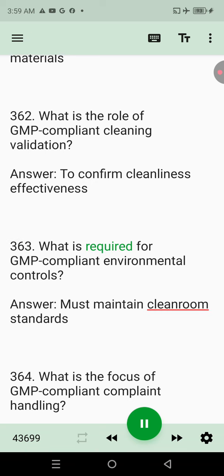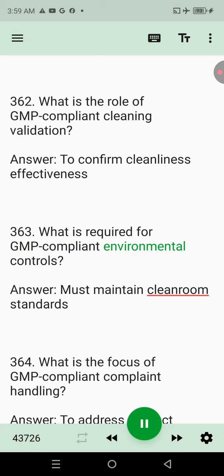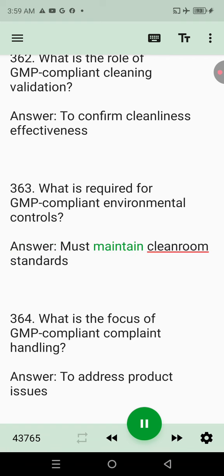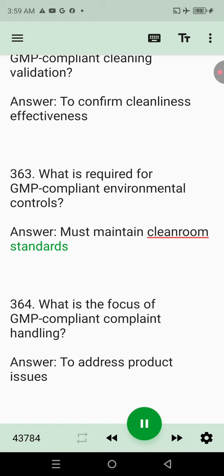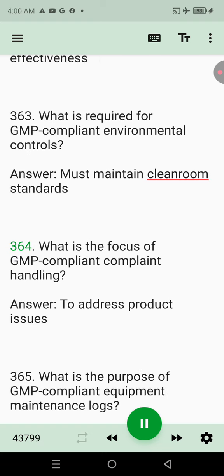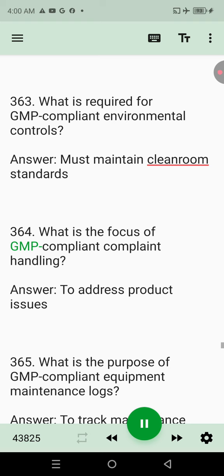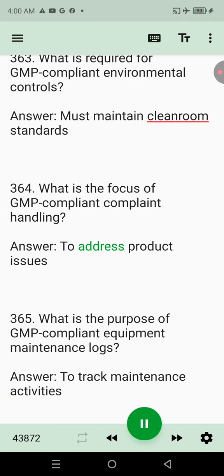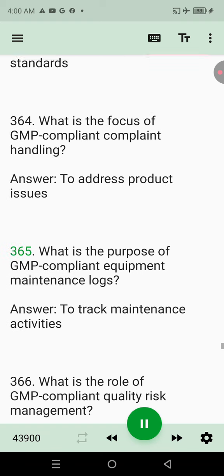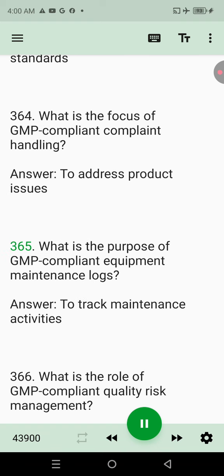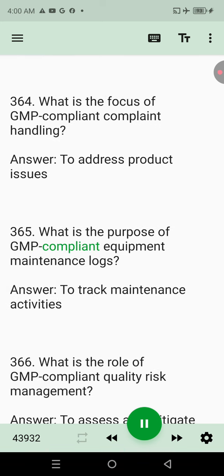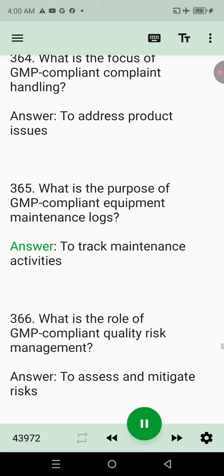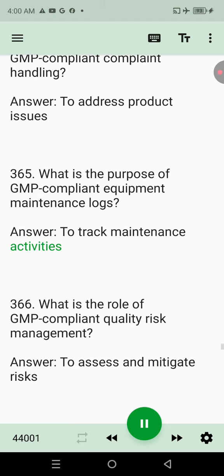363. What is required for GMP-compliant environmental controls? Answer: must maintain cleanroom standards. 364. What is the focus of GMP-compliant complaint handling? Answer: to address product issues. 365. What is the purpose of GMP-compliant equipment maintenance logs? Answer: to track maintenance activities.